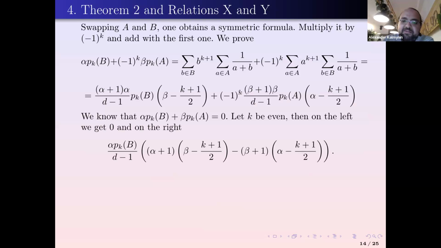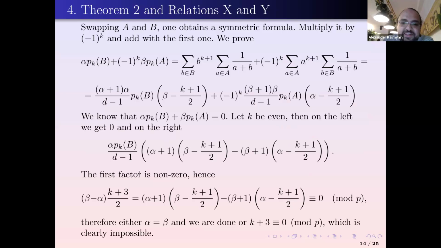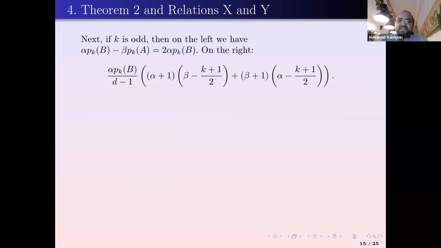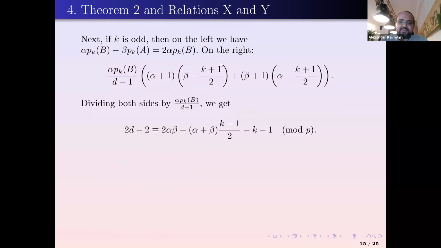And after everything is substituted everywhere, you are going to get two cases. Either k is even, and then we have this construction, and this is 0. So when we simplify everything, we get beta minus alpha multiplied by k plus 3 over 2. So beta is equal to alpha, actually. And if k is odd, then we get something else. This something else is this condition.